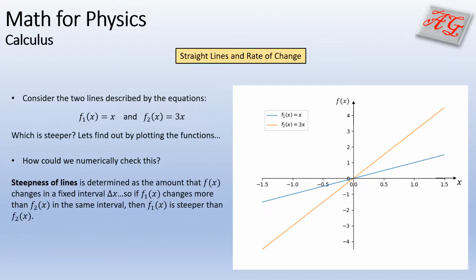So let's define the steepness of a line as the amount that a line represented by f(x) changes in a fixed interval delta x. So if f1(x) changes more than f2(x) over the same interval, then f1(x) is steeper than f2(x). So we define the steepness of a line as delta f over delta x, so that in this case, the steepness of f1(x) is 1 and the steepness of f2(x) is 3. I will now show you how to calculate this steepness in somewhat more detail.